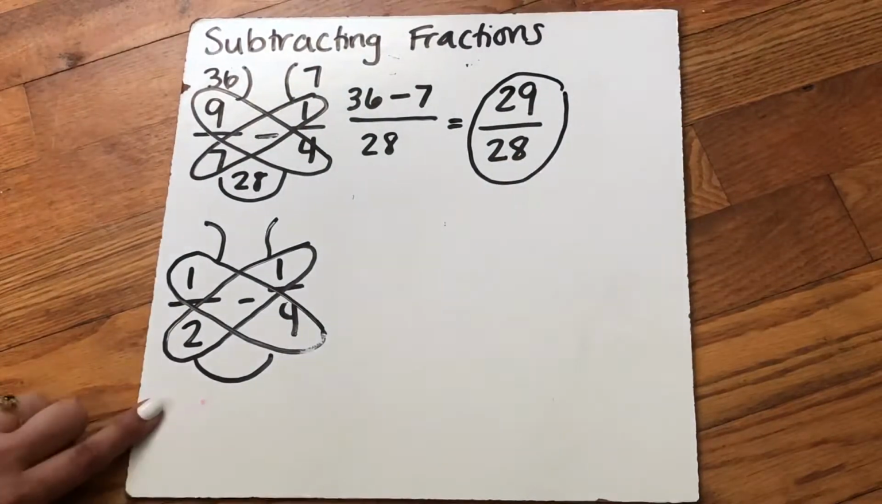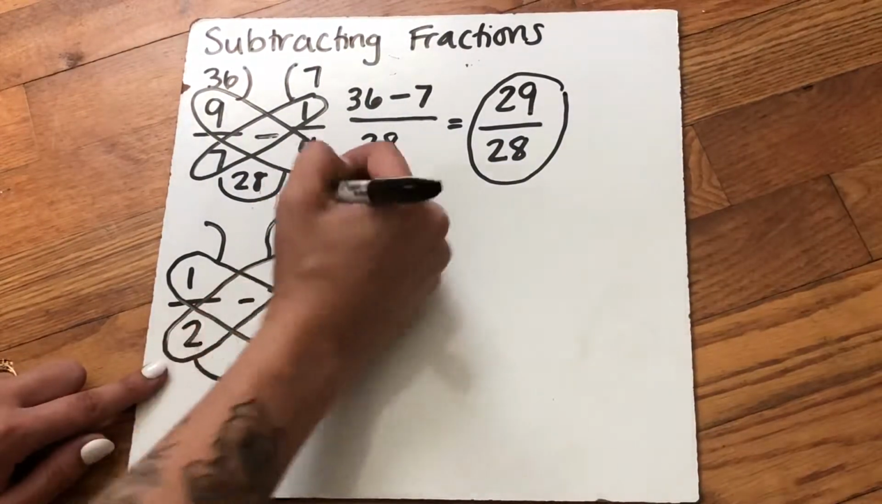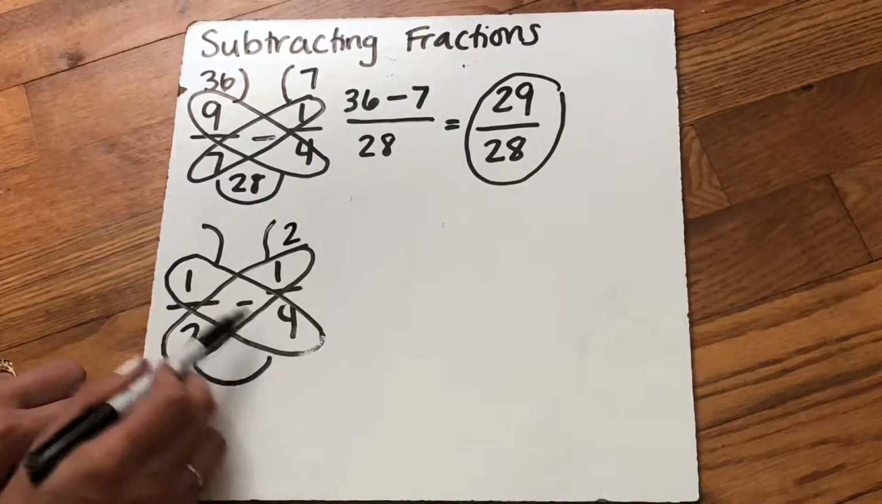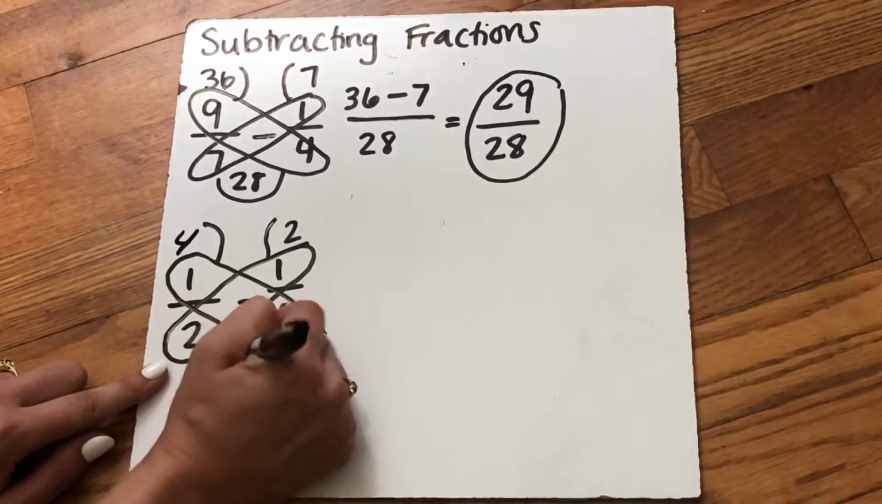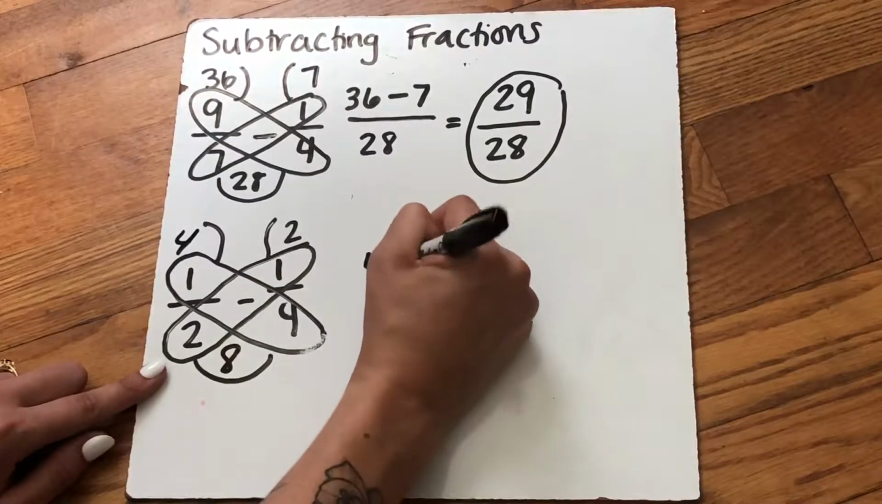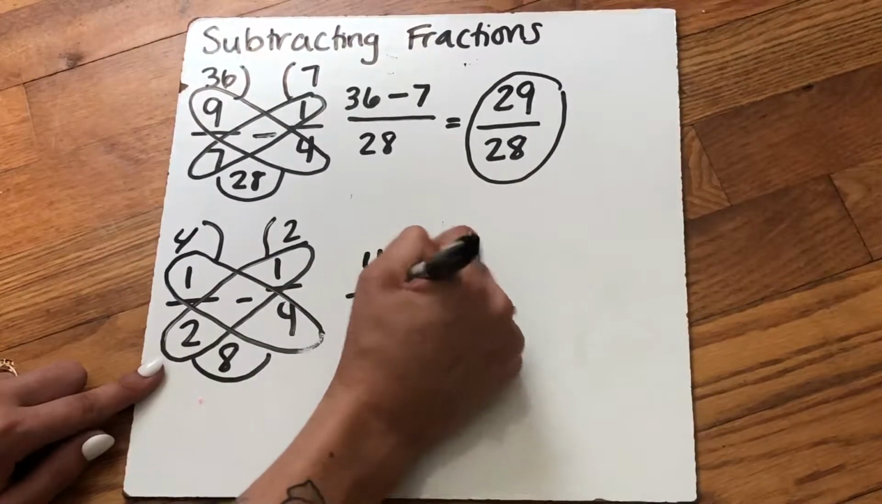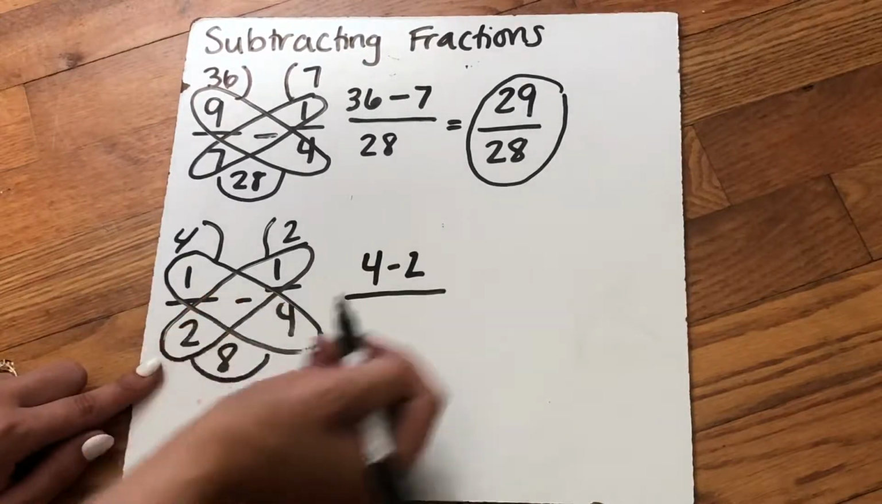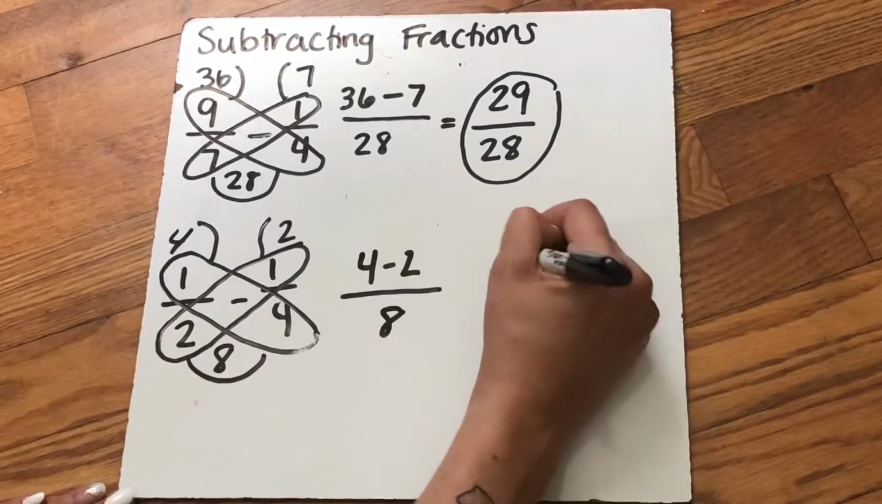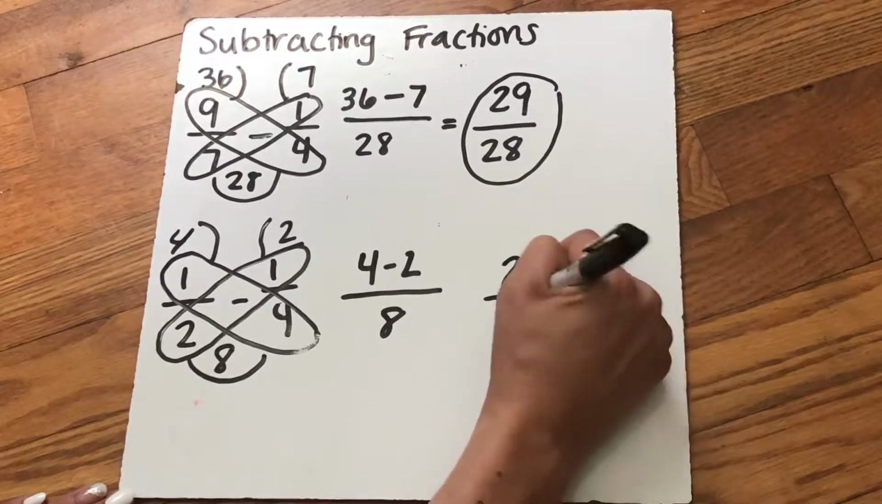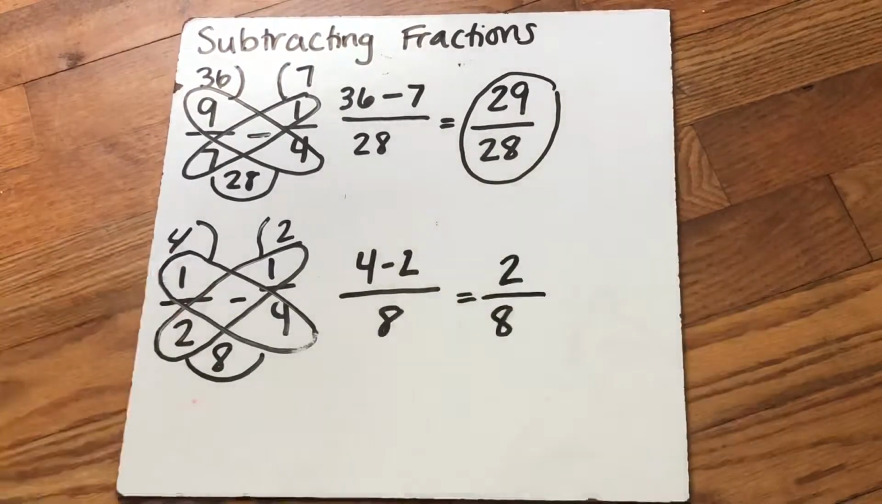And for this one, we have cross multiplication. 2 times 1 is 2. 4 times 1 is 4. 2 times 4 is 8. So I'm going to subtract 4 minus 2. Because I looked in there, I saw my sign. And then I'm going to keep my denominator as 8. So 4 minus 2 is 2. I have 2 8ths now.